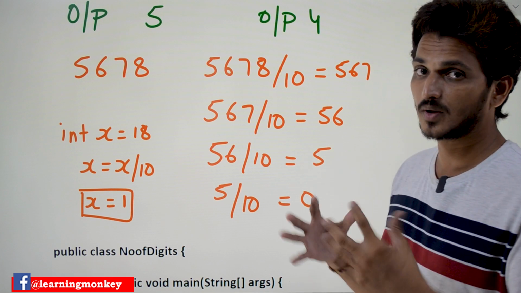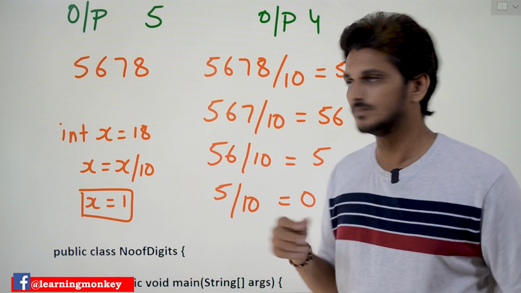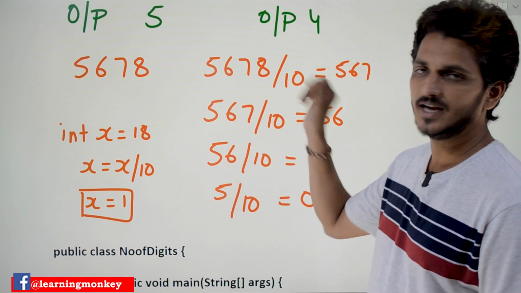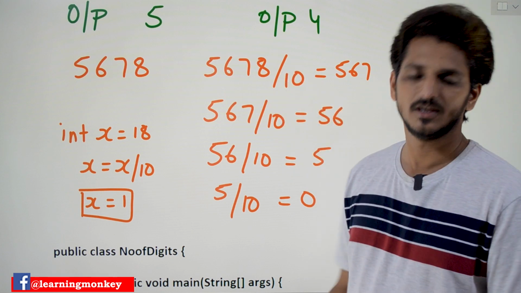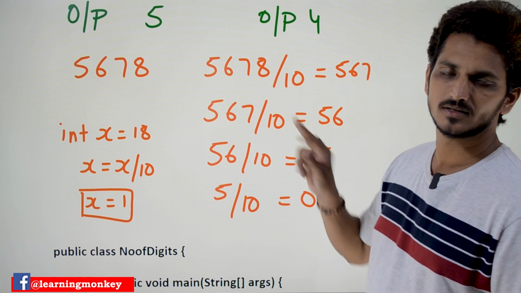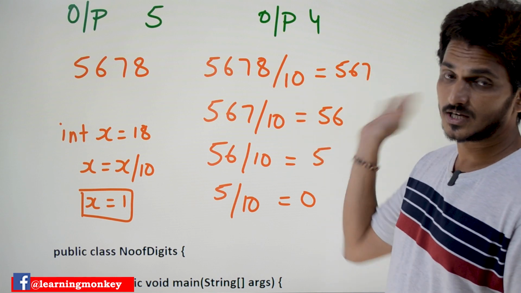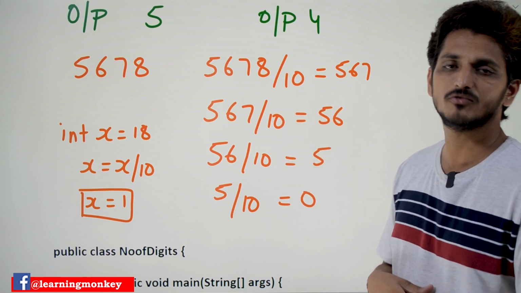Because these are beginner classes, we are going to explain pin to pin, so understand it properly. First we need to identify the logic. From basic mathematics, 5678 is the number. Take this number and divide it by 10. We get 567.8. Forget about the decimal part and take only the integer part. What is the value? 567.